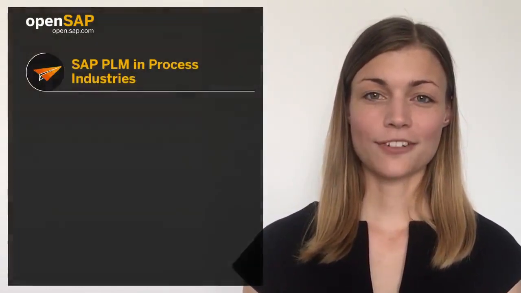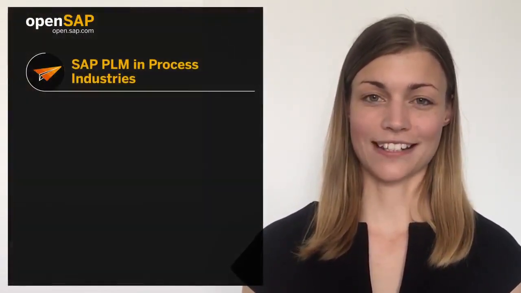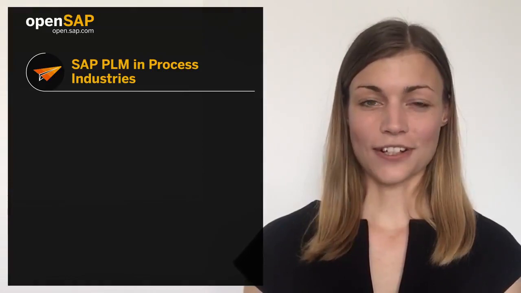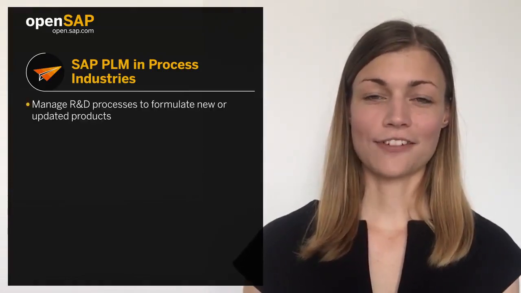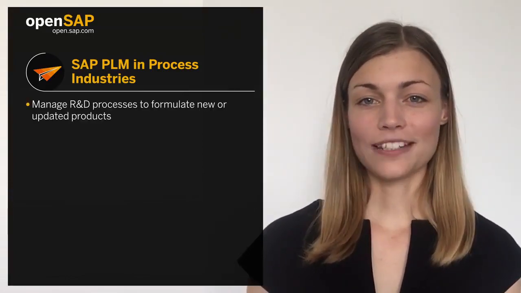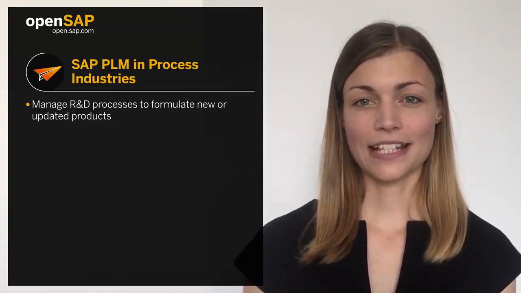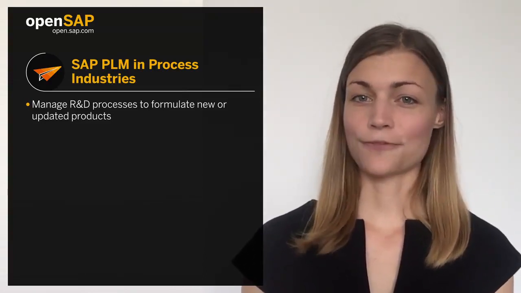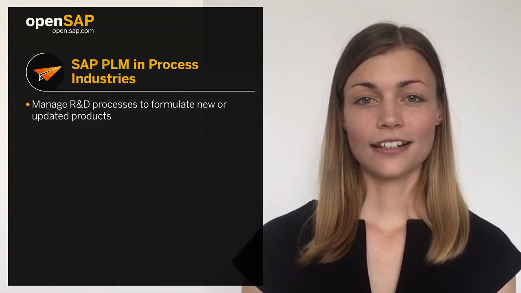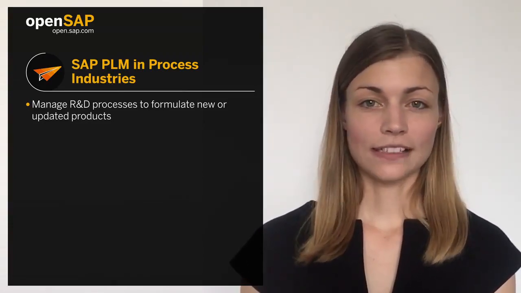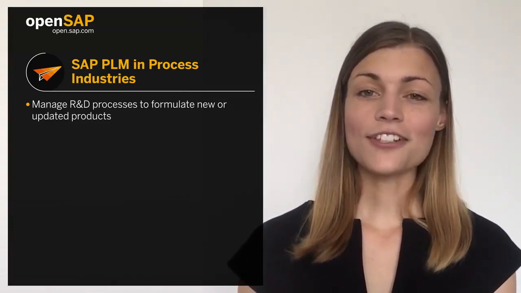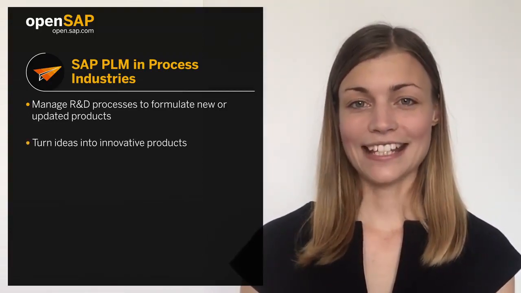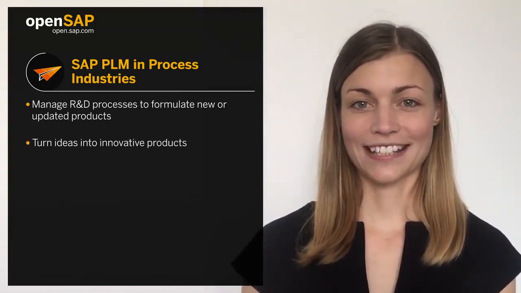I'm here to give you a quick preview of the openSAP course SAP PLM in Process Industries. In this course, you will learn how PLM is used in research and development to support the new product development processes in process manufacturing industries such as food and beverage, personal care, pharmaceuticals, or chemicals. You will also see how PLM helps turn ideas into new, innovative products.